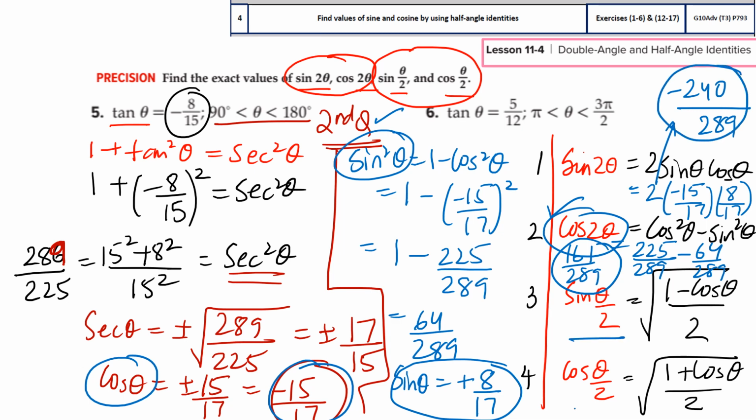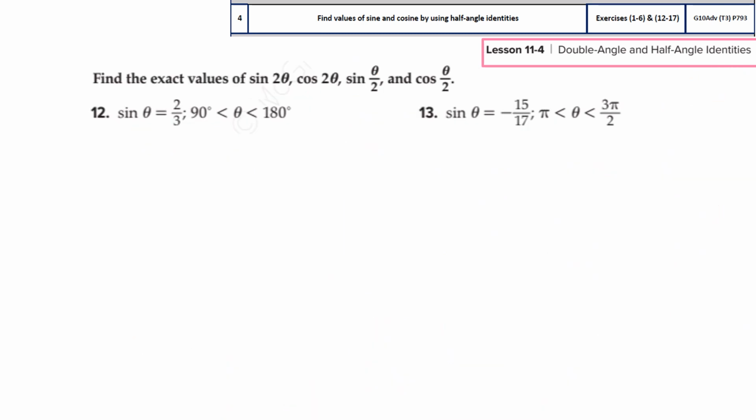Sine theta by 2, cos theta by 2. Similarly, you can proceed as we did in the last slide. You already have the value of cos theta, which is minus 15 by 17. Plug it in here, simplify, and you will complete your answer in a similar manner.